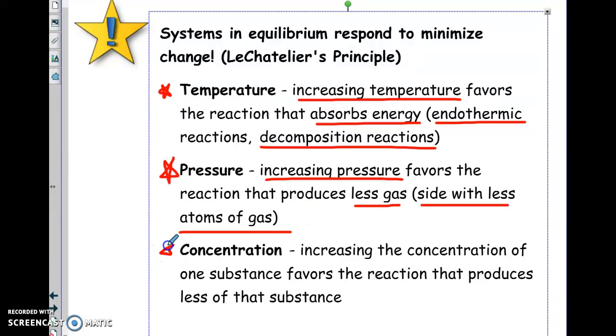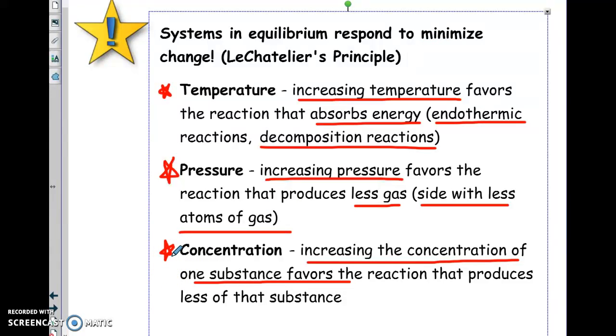The final factor that affects which way a reaction goes is concentration. So increasing the concentration of one substance favors the reaction that produces less of that substance. That goes back to our rule that systems in equilibrium want to stay as the same as possible. So they're going to try to mitigate any changes that are made.